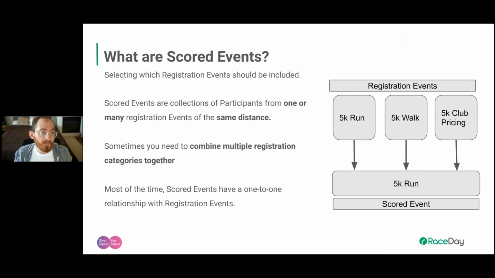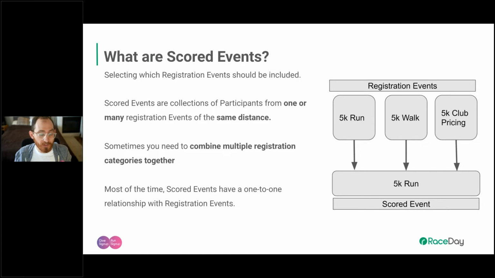So before we get into this, let's just talk a little bit about scored events. So scored events are basically, we have this collection of events from your registration software, and maybe all of the registration events need to be combined into a single scored event. So at RunSignup, let's say someone set up a 5K run, a 5K walk, and a 5K club pricing. Those are all what we call registration events. And what you may want to do is put all those together into a single scored event called 5K run, because they're all getting put together for scoring purposes.